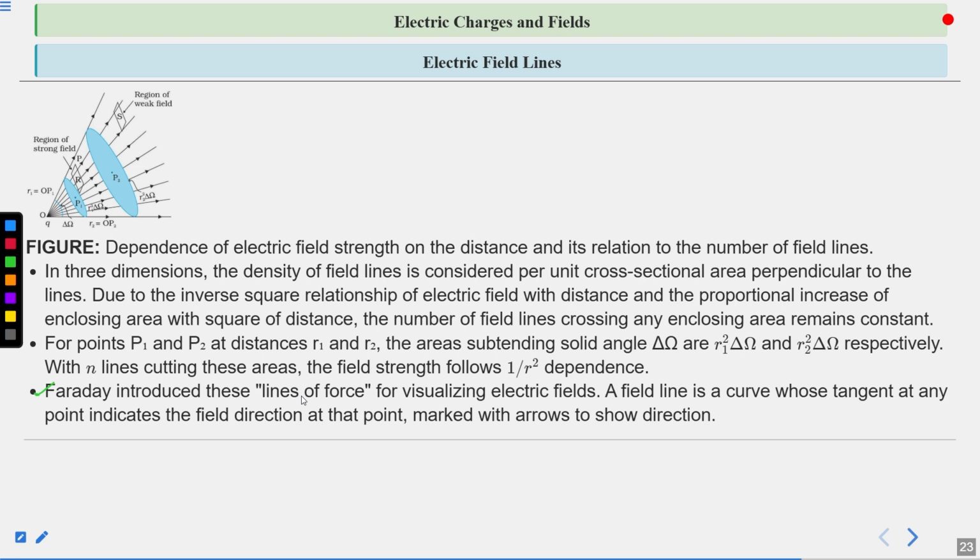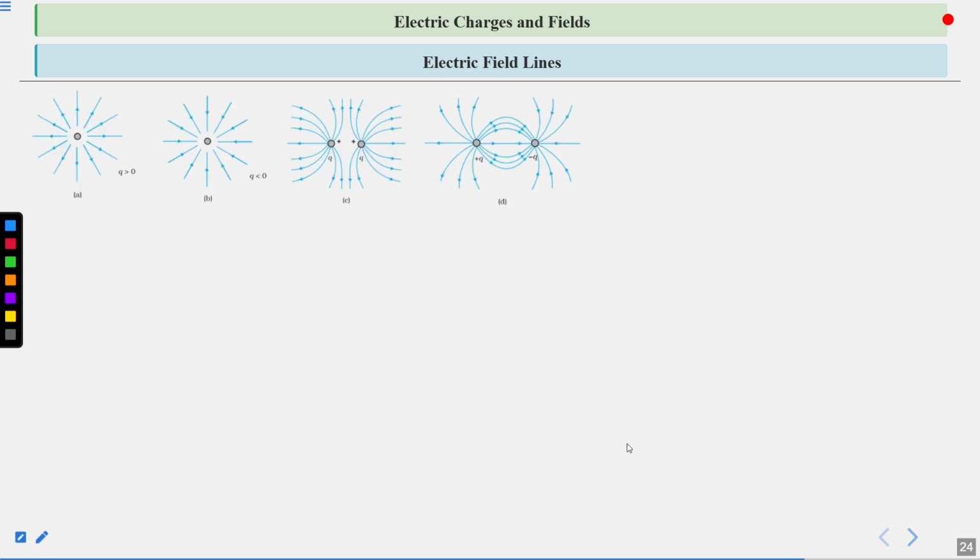Faraday introduces these lines of force for visualizing electric fields. A field line is a curve whose tangent at any point indicates the field direction at that point, marked with arrows to show direction. Look at here, A, B, C or D. So, for the positive charge, field lines go outward, and for negative charge, field lines go inward.